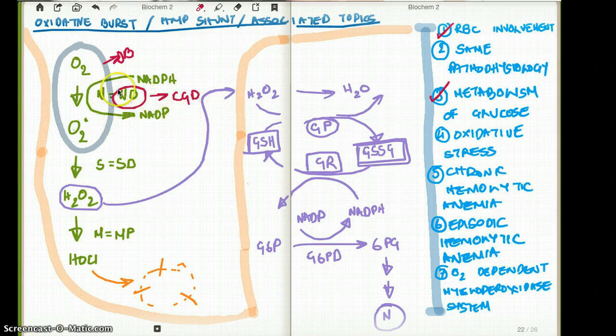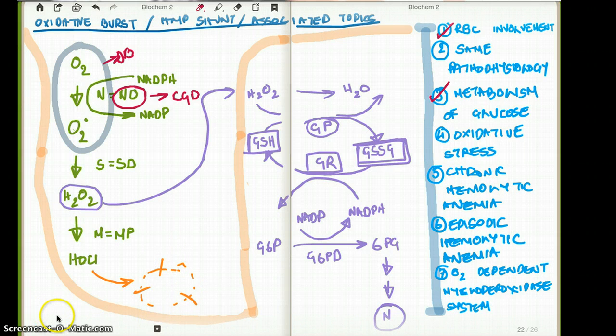When you have deficient NADPH oxidase, can you make oxygen radical? No. Can you make hydrogen peroxide? Not by the cell, no. Can you make HOCl? Not really. As a result, how are you going to kill this bacteria? What is your mechanism, right? So that's why when you have NADPH oxidase deficiency, you have chronic granulomatous disease, or you get chronic infections because you cannot kill those bacteria.